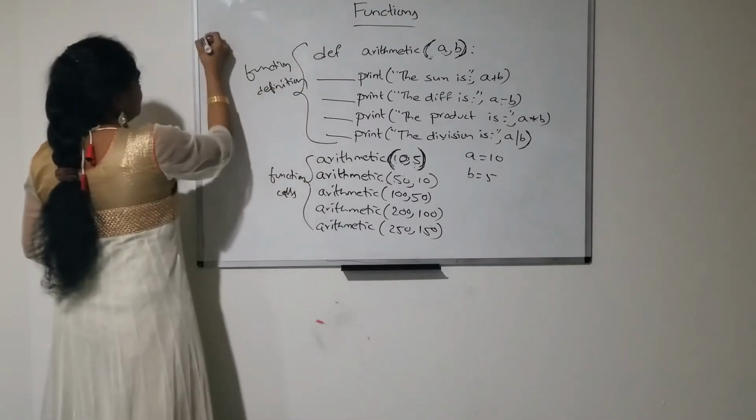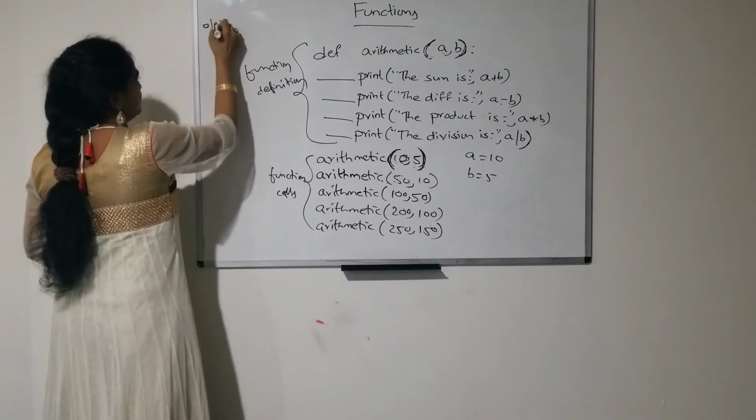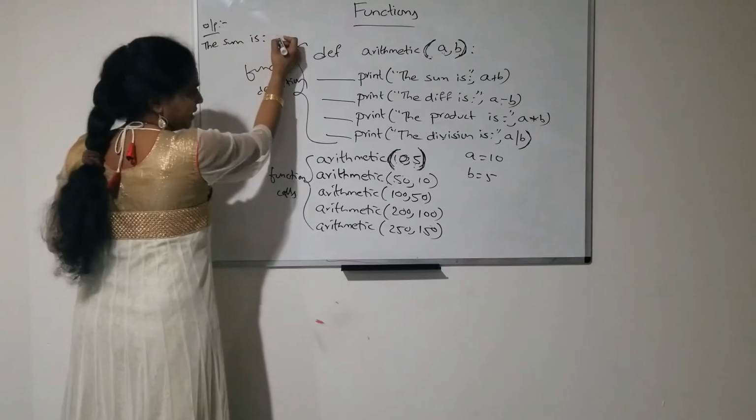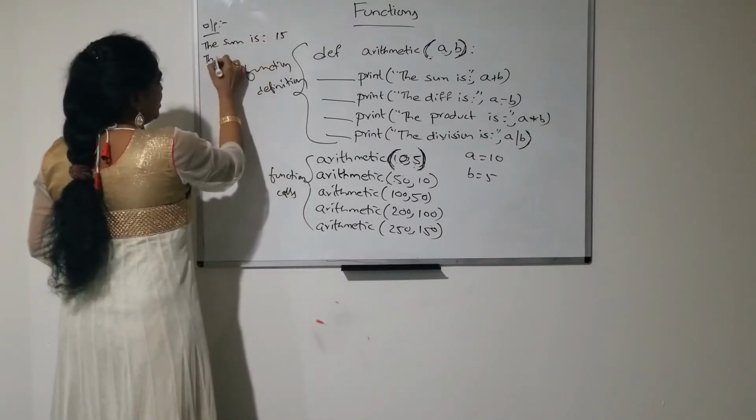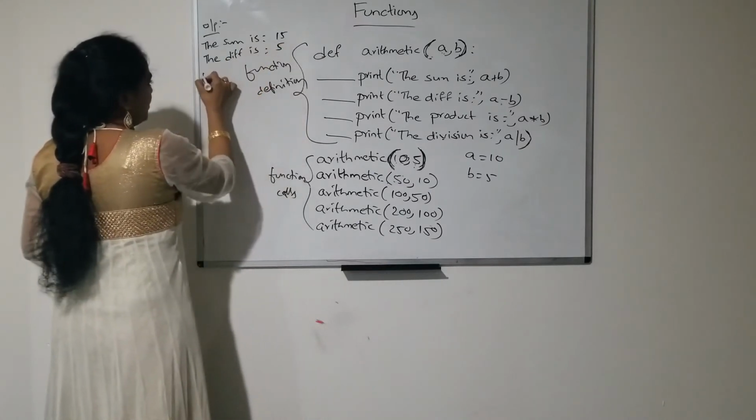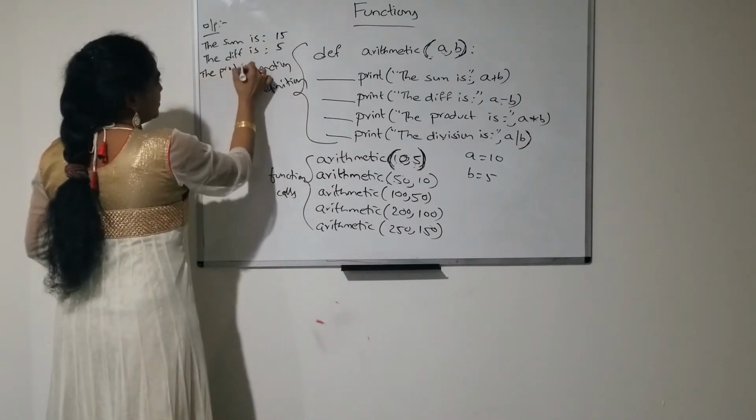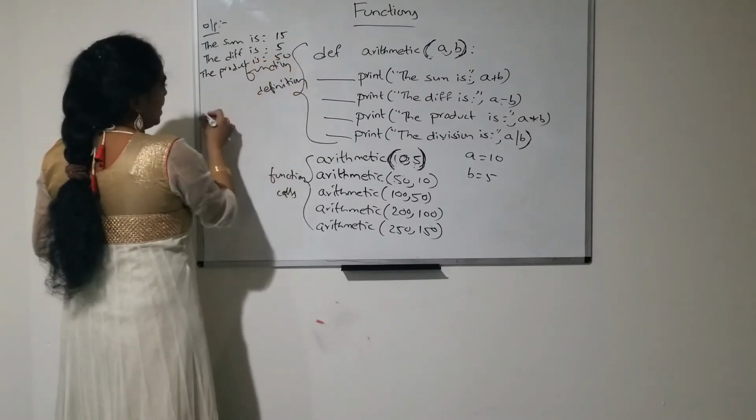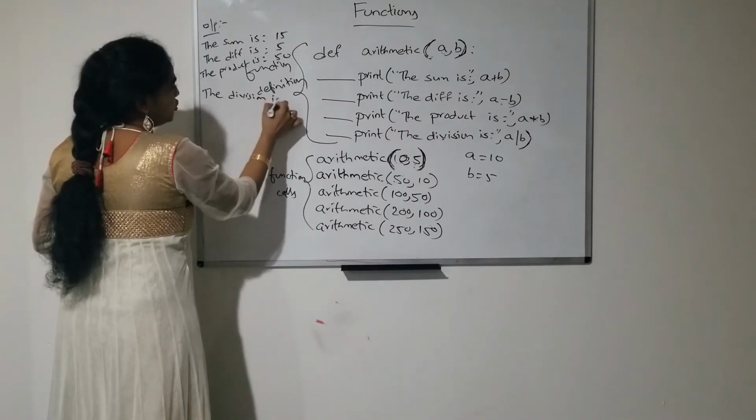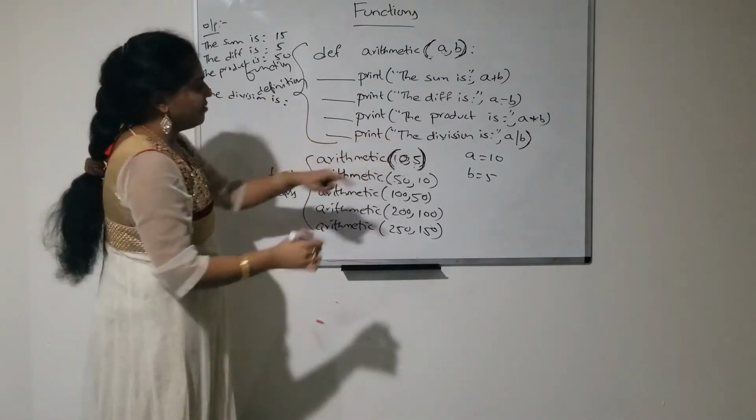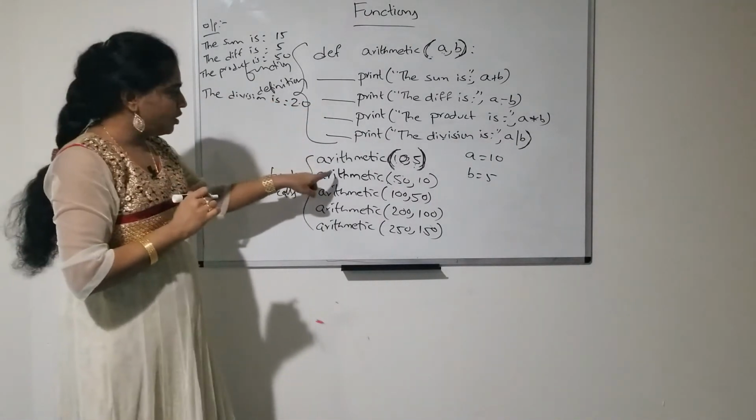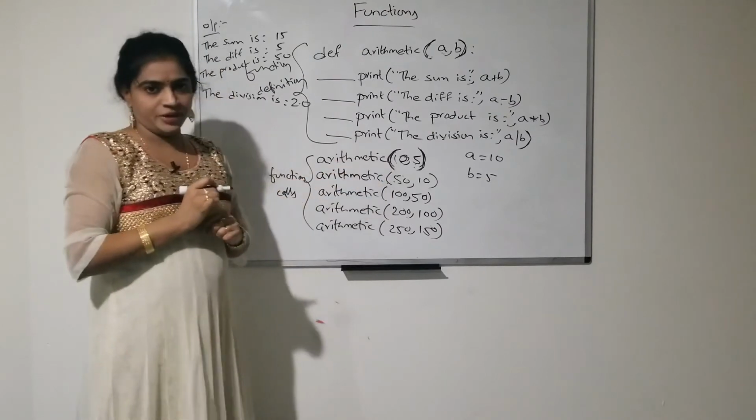See here, the sum is 10 plus 5, that is 15. Next the difference is 10 minus 5, that is 5. Next the product is 10 into 5, that is 50. And the division, in Python 3, is always a floating point number. So 10 by 5 is 2.0. The result will always be a floating point number, right? So the first function call is executed.